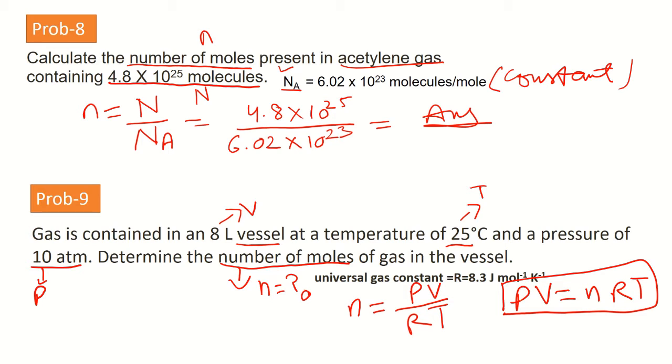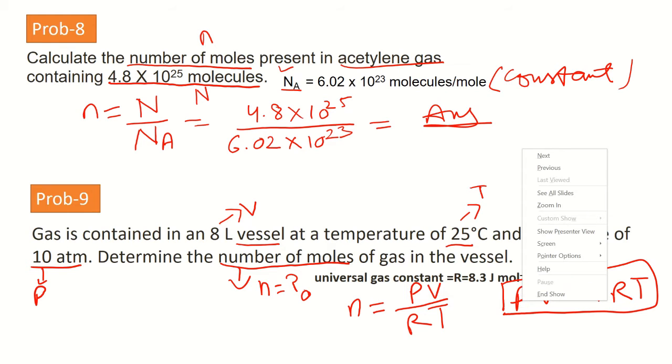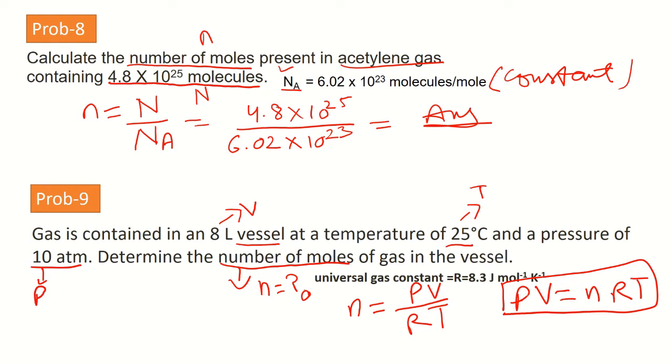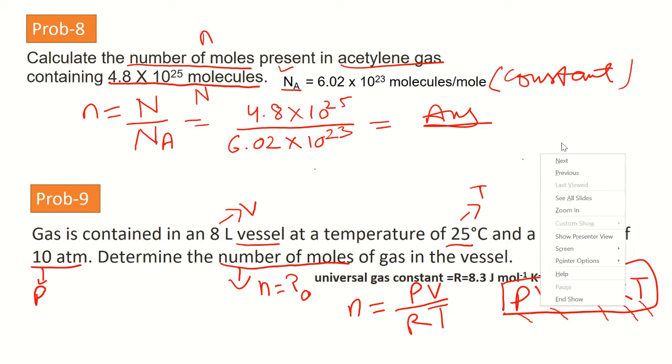So in this formula, P is the pressure of the gas, V is the volume of the gas, n is the number of moles of the gas, R is the gas constant, and T is the temperature of the gas. So these are the parameters involved in this formula.